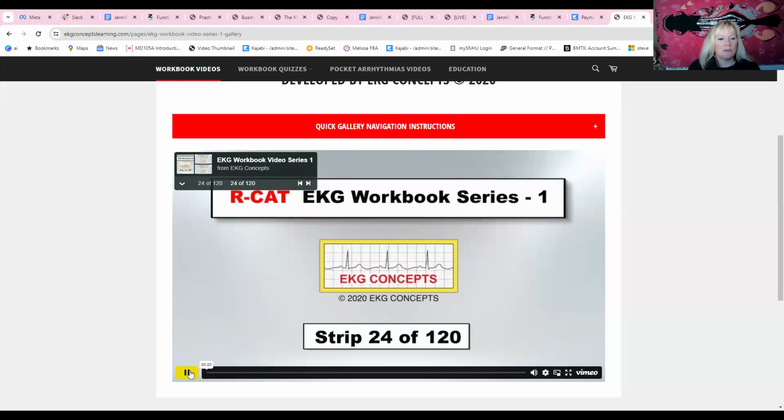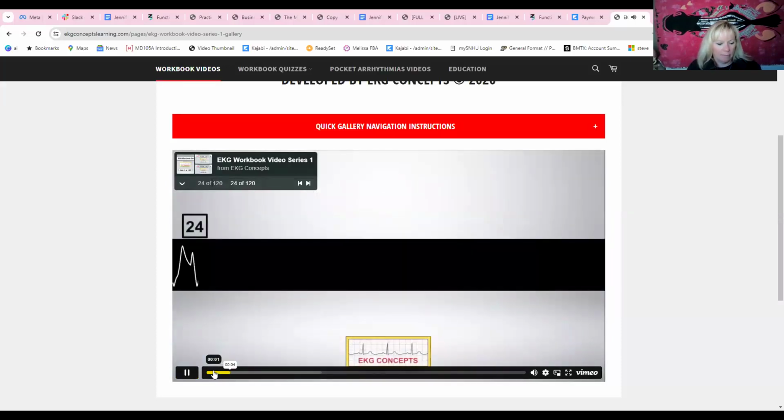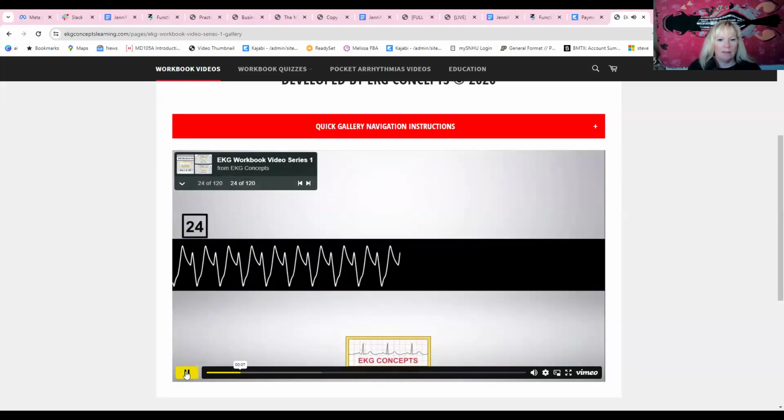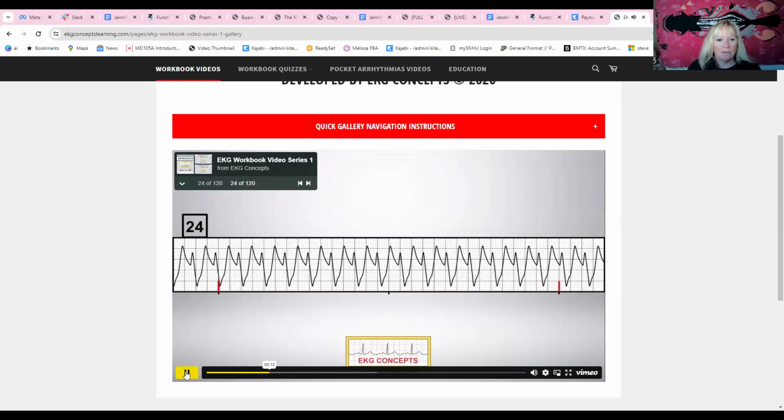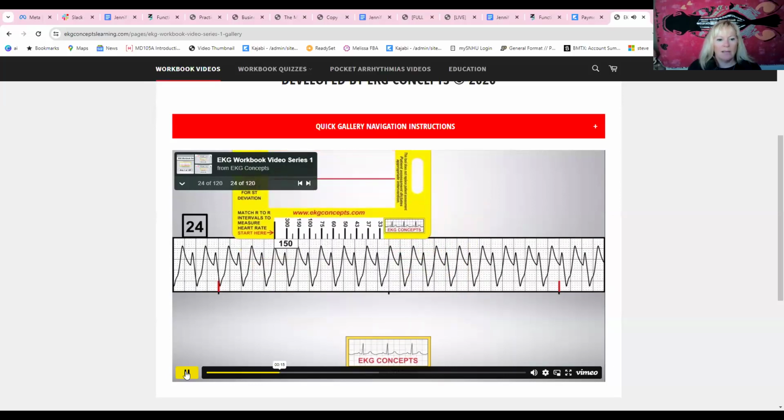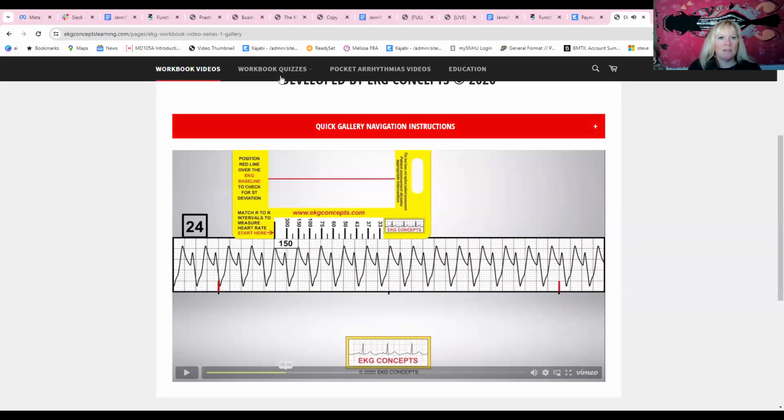So let's do this one. This is strip 24. Okay, this one's kind of hard. So this one is wide, it is regular, and it is fast. So it's a heart rate of 150. What do you guys think is going on here? And it's totally okay to say you want a 12 lead. That's always a good answer. Everybody's voting SVT mostly. Okay, let's see.